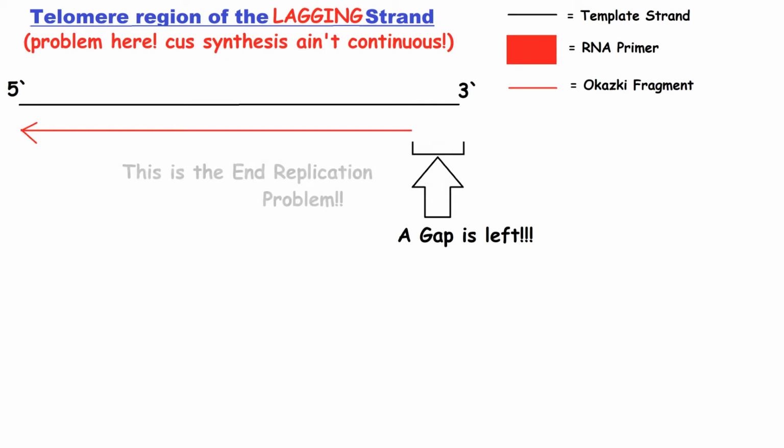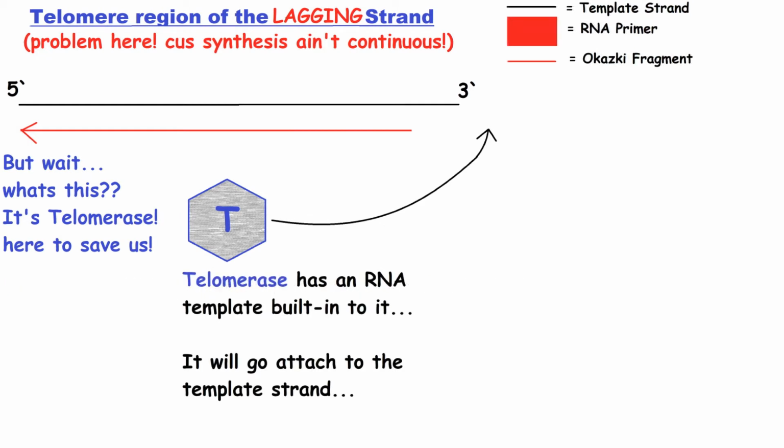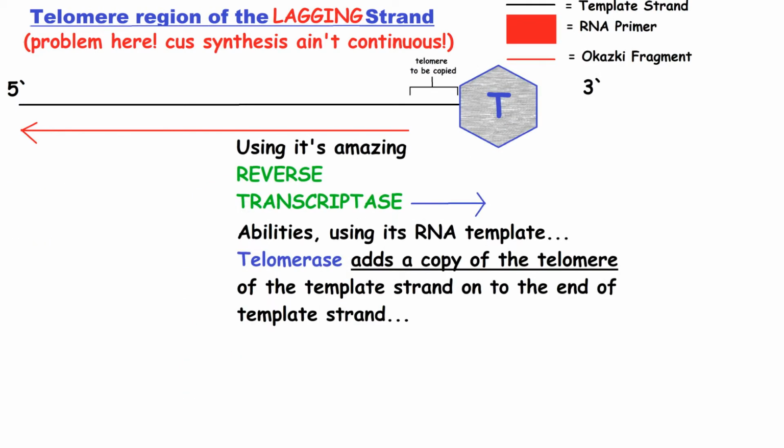Now what's gonna stop that from happening? There's one enzyme called telomerase that's going to finish the job of the DNA polymerase. And it's very, very important, obviously, but it does this through reverse transcriptase activity.